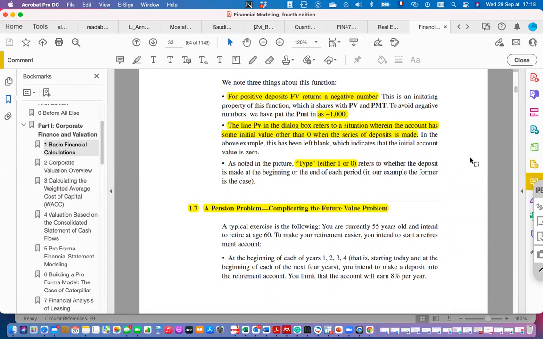You open, for example, a retirement account at the bank. At the beginning of each of years 1, 2, 3, and 4, you intend to make a deposit into the retirement plan or retirement account. Sorry, you think that the account will earn 8% per year. This bank retirement account will give you 8% every year. In these coming years, from 56 until you finish 60, you will put the same amount at the beginning of each year and leave it in this retirement account.